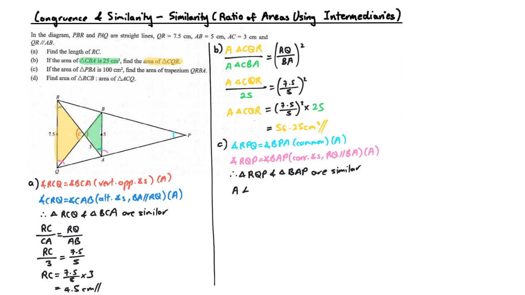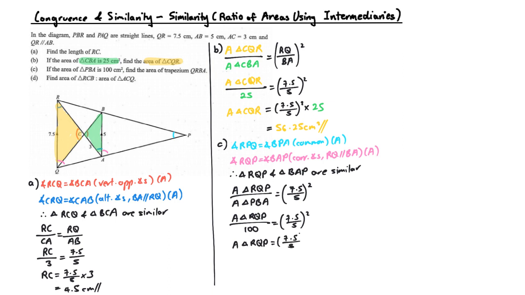Once you've proven that they are similar, you can find the area of triangle RQP over the area of triangle PBA will be the scale factor squared. So that will be 7.5 over 5 squared. So area of triangle RQP is what you want to find. Area of triangle PBA is 100. That's given to you in the question. 7.5 over 5 squared. Area of triangle RQP, you just cross multiply.